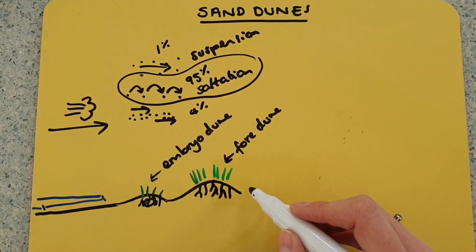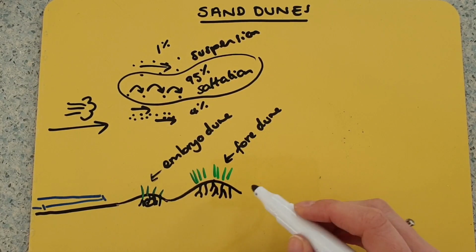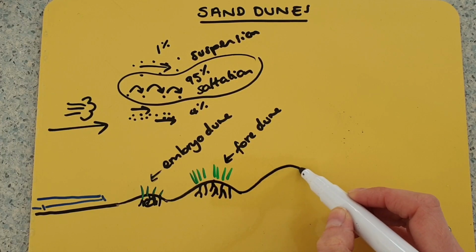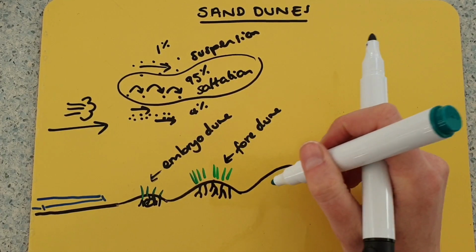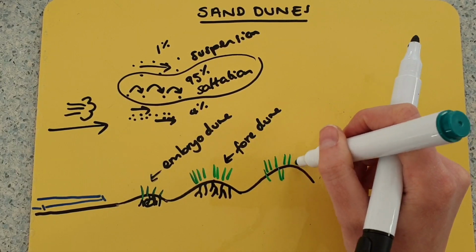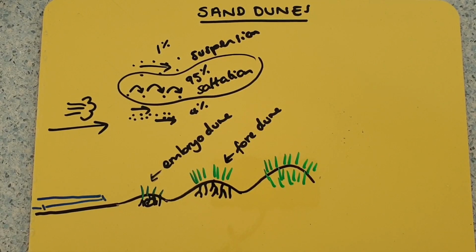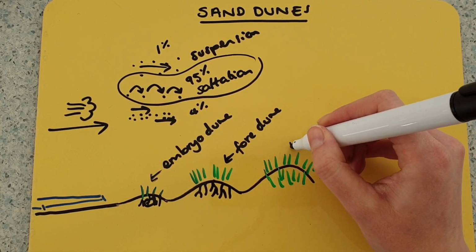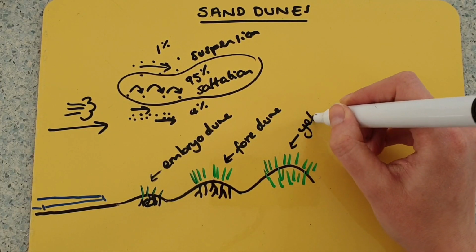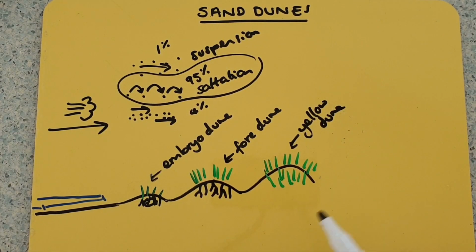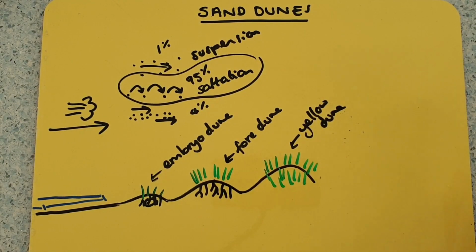Again, as we go further in, our dunes will get progressively bigger and progressively more vegetated. So our next dune will again be a bit bigger, a bit more vegetation coverage. I won't do all the roots, I'll be here forever. This one is called our yellow dune, aptly named because it is yellow in colour. Although, to be fair, all of them up to this point have been yellow, but for some reason they call this one the yellow dune.